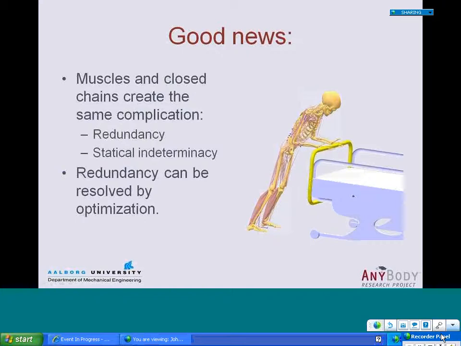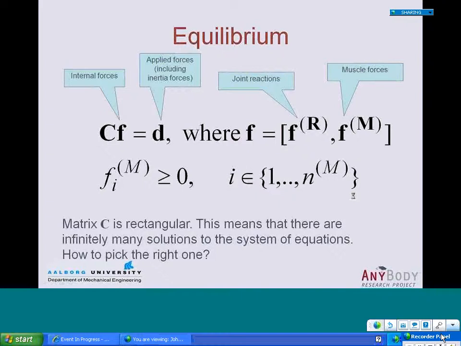And this redundancy can be solved by means of an optimization algorithm. So let's talk a little bit about that. I want to first introduce a simple equation. The simple equation is the one that you see here on the left-hand side, and I'm going to circle it now. This is a simple matrix equation. C is a coefficient matrix. F is a vector of internal forces, and that would be muscle forces and joint forces in the system. And D is a vector of external forces. So these are the applied external forces.